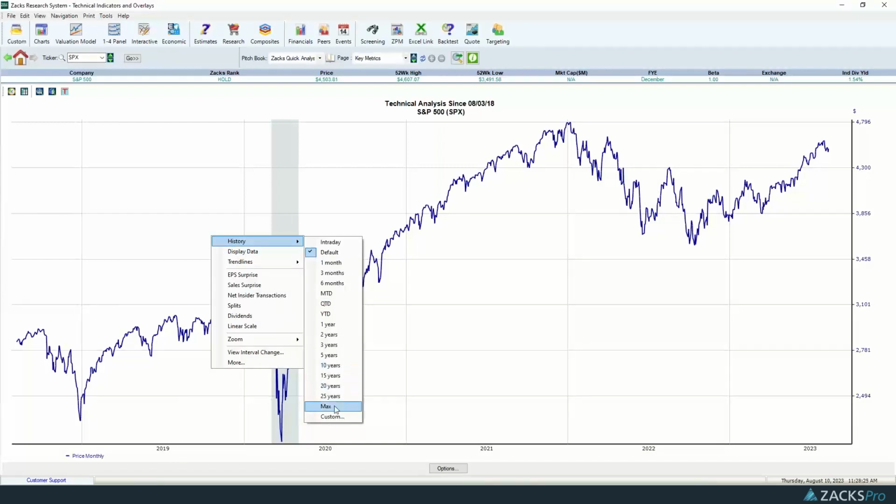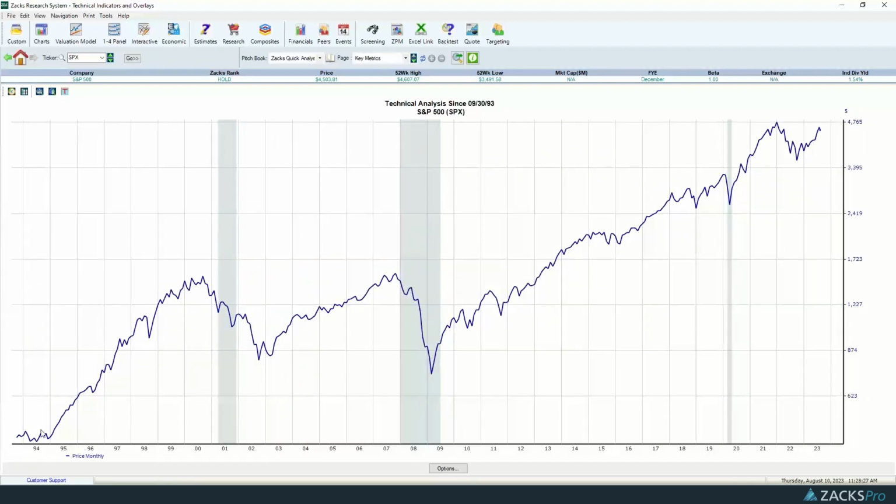Let's go back to the max history. So this takes us all the way back to 1994. So here we have a very simple chart of the S&P 500 over that entire time period.